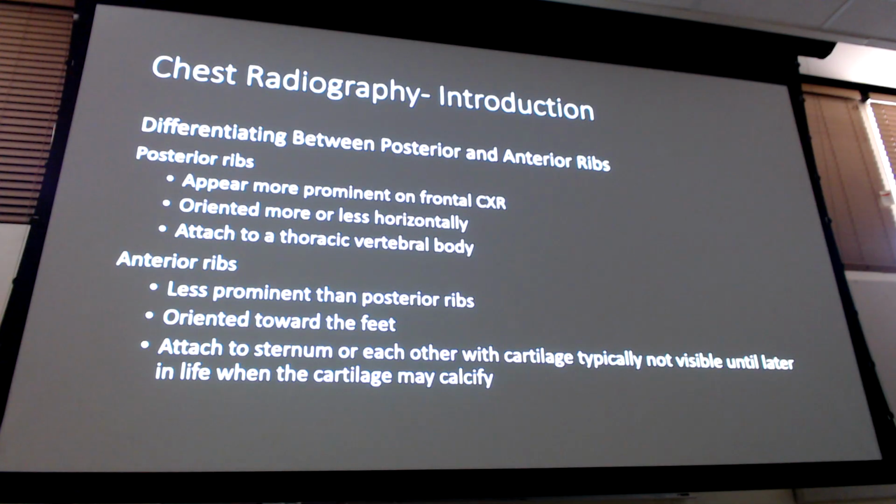If it does, that's where you're going. Anterior is less prominent, oriented towards the feet, that downward motion. They attach to the sternum, and then that's when you get to that cartilage. It's typically not visible until later in life, right? That's going to be like your grandma, your grandpa. Why? Not because the cartilage has gotten more visible, just because they're older. It's actually starting to calcify, right?